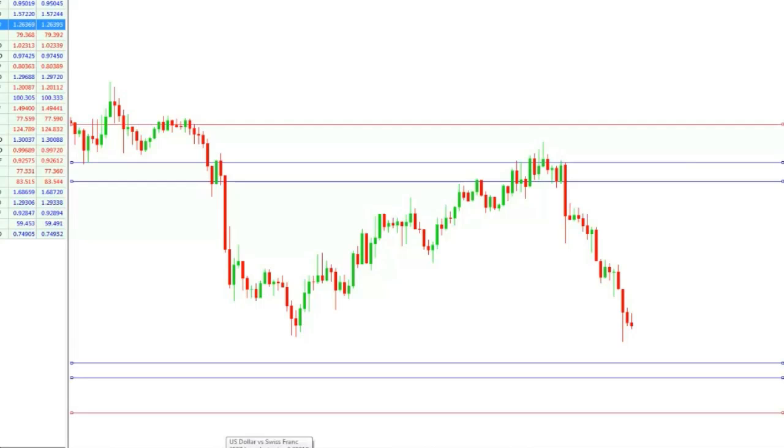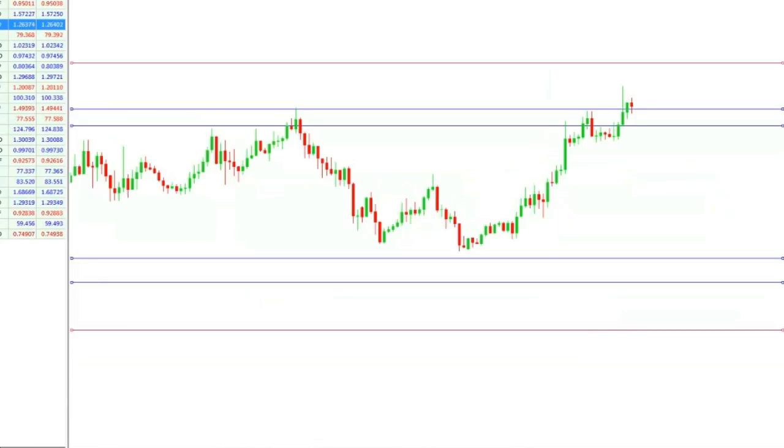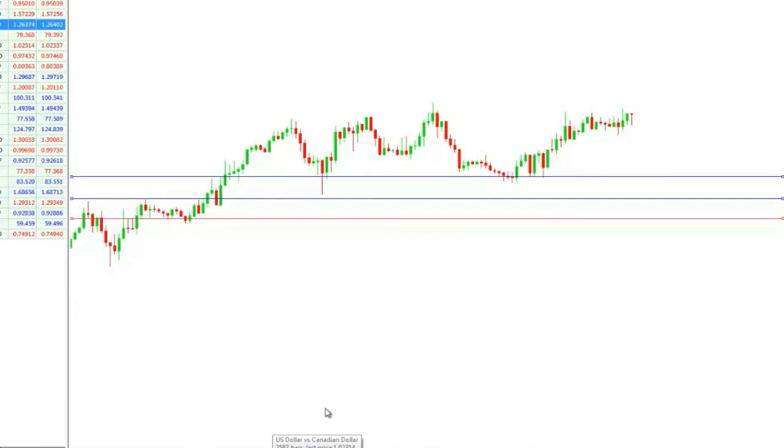The others, the Swiss, I would have taken if I'd been there, but didn't get filled. And the CAD, I got in, but I cleared that one when it wasn't moving as much. I think I got about 50, well, actually like 44 pips or so on it.